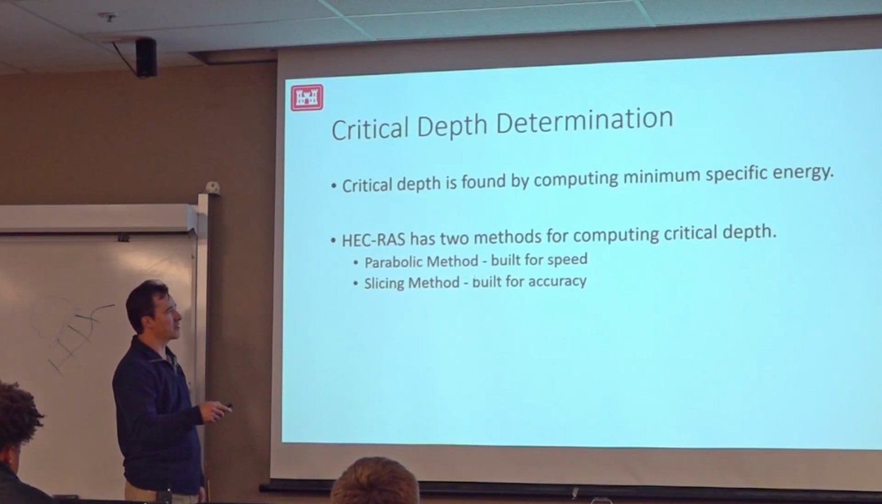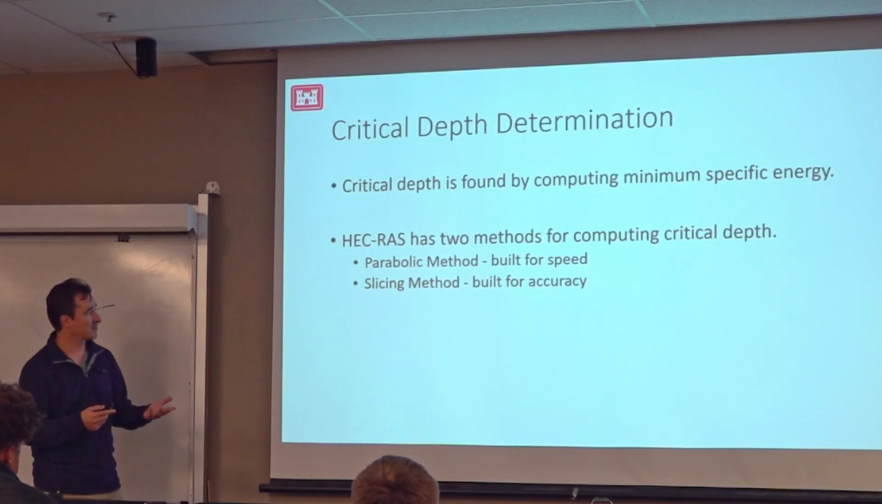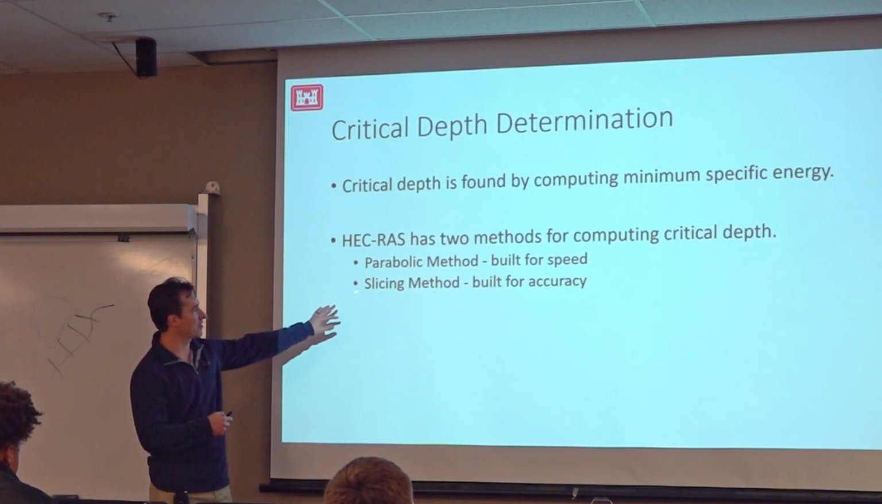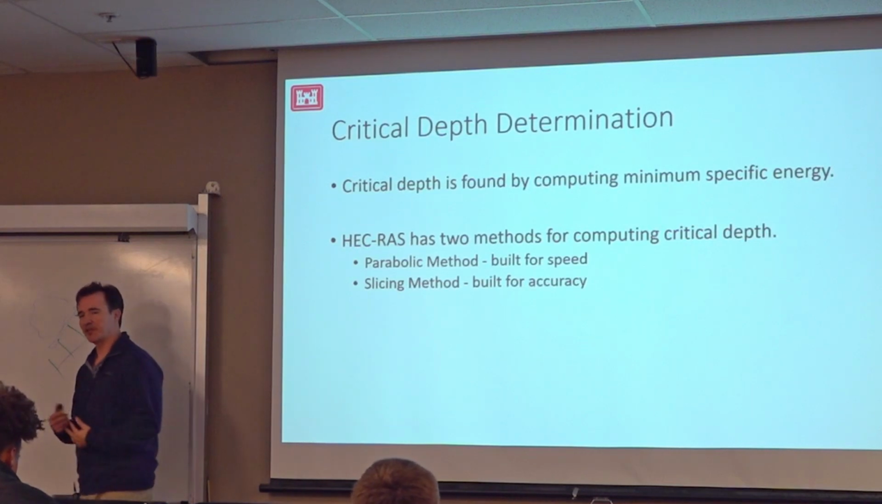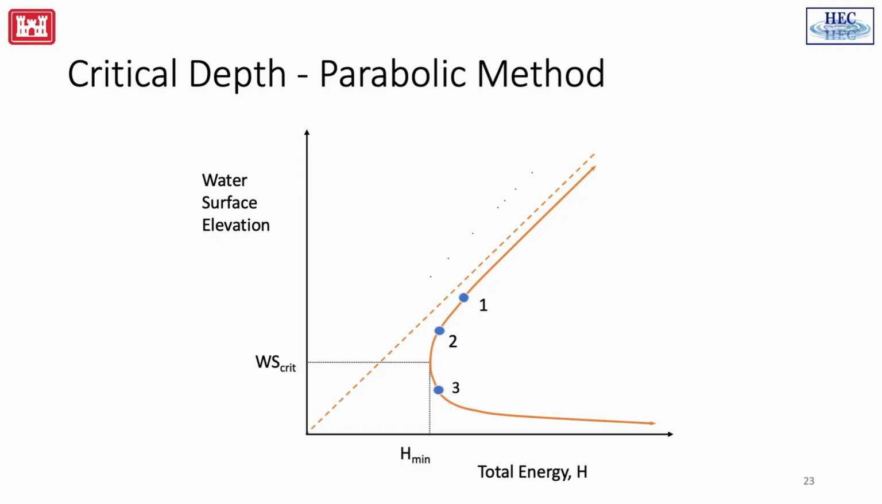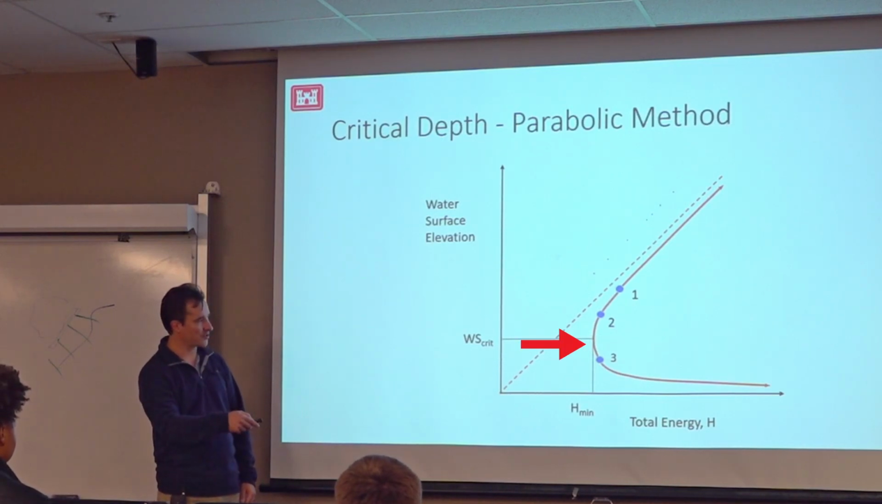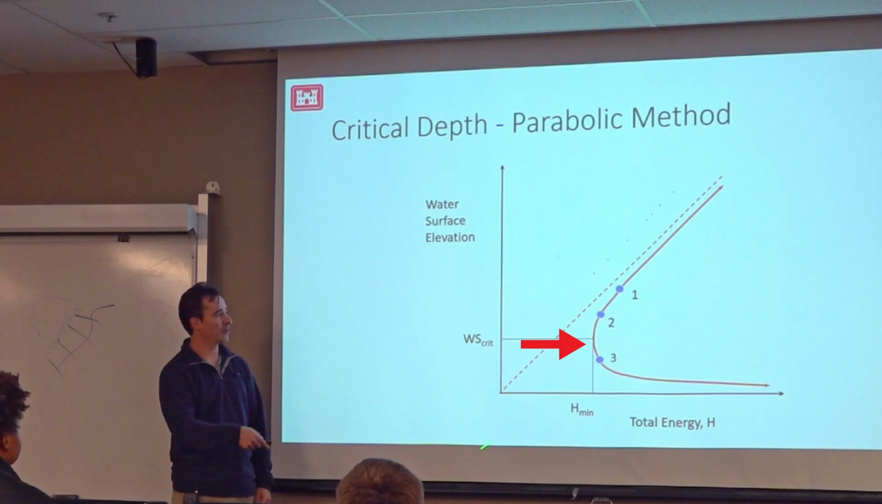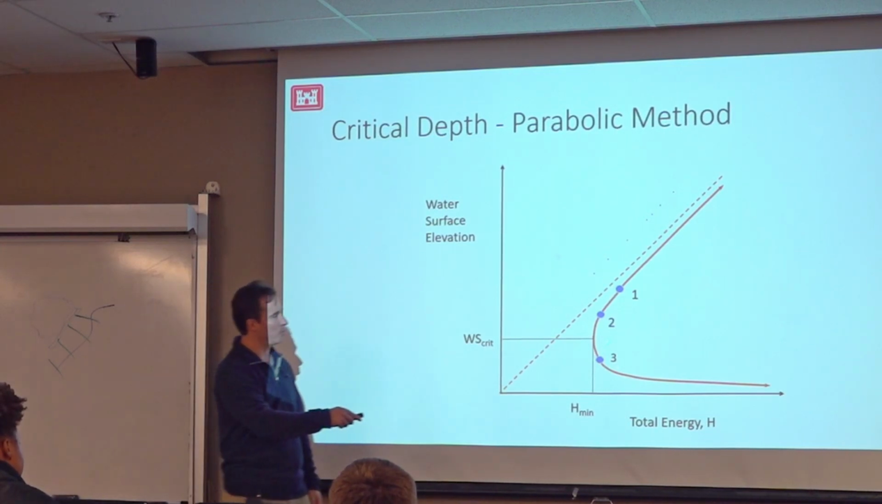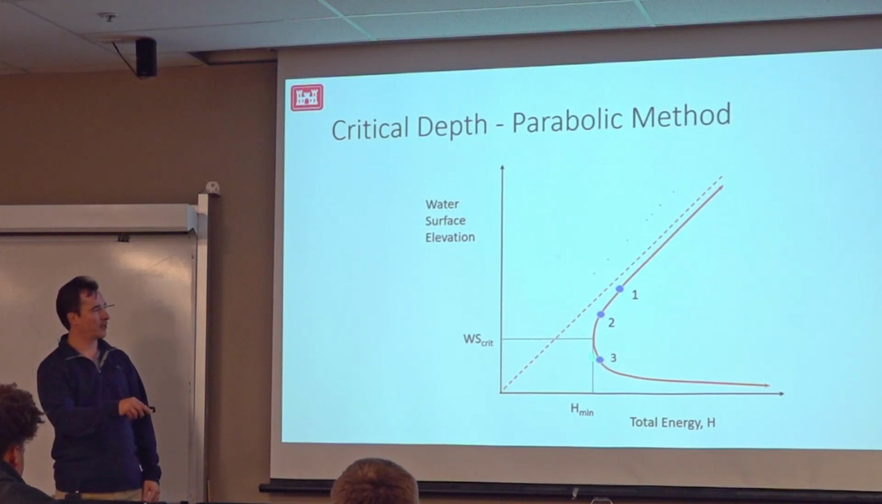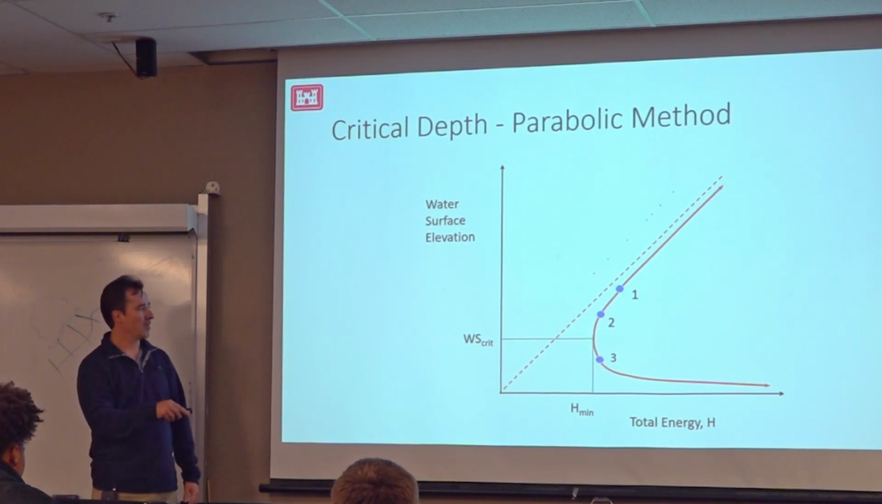There's this parabolic method, which is very efficient, very fast, but sometimes that one can fail. And if that one fails, then it does this other method called the slicing method, which is more accurate, but it's more expensive. This is the parabolic method. So given 3 guesses, it fits a parabolic curve and then finds the lowest point on that curve. So this is the water surface here, and your critical depth is the point along this curve with the minimum total energy, right? And so the goal of this process is to find the point with the lowest energy here. And the parabolic method fits a parabolic curve to any 3 guesses. You need 3 guesses, and tries to find that point.